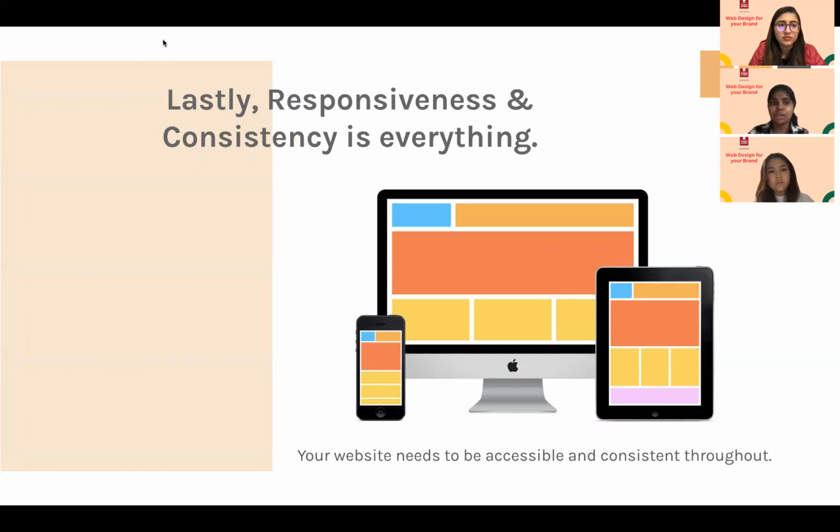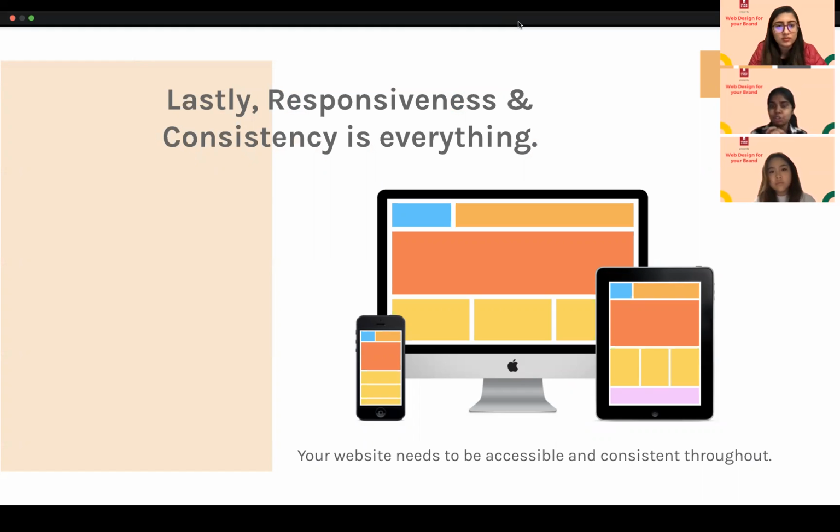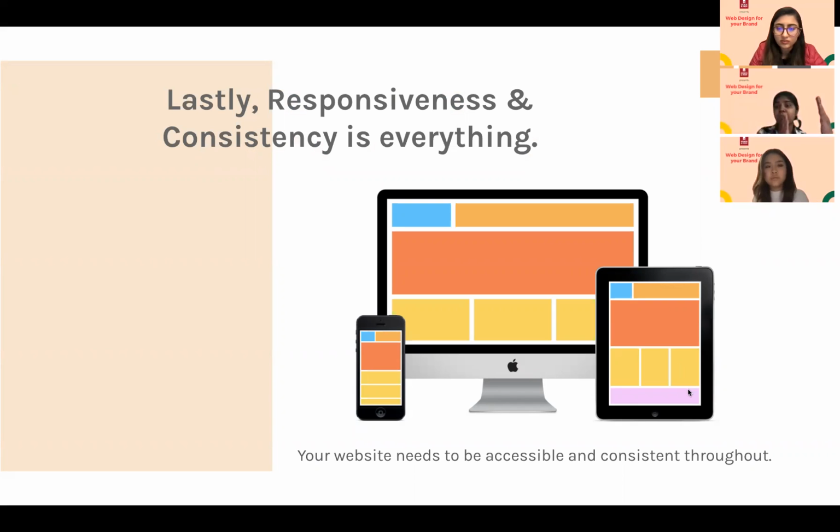Lastly, responsiveness and consistency is everything. So your website needs to be accessible on all screen sizes. It should not be the case that it's only visible and clear on desktop; it should be adaptable based on the screen size. For example, the font size for my desktop might be different from what I will be seeing on my mobile device, or if I have a watch version of it, then that should be something completely different, adaptable if I have an iPad version of it.